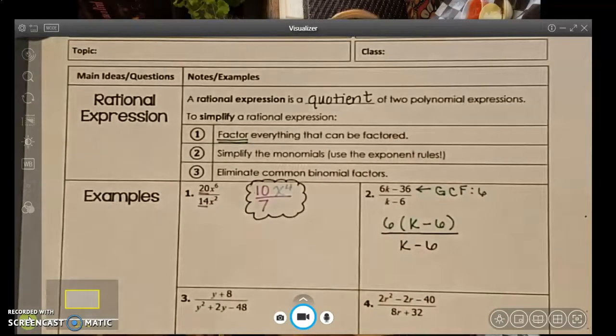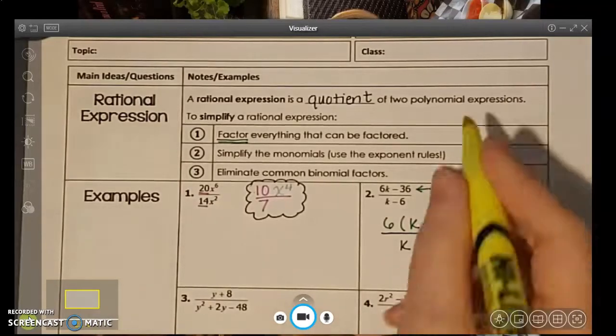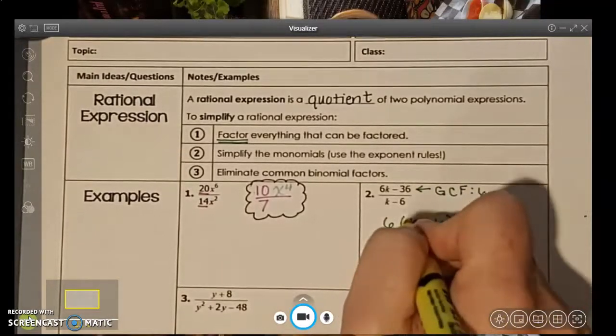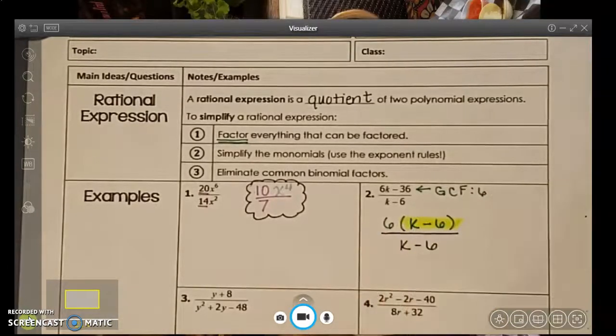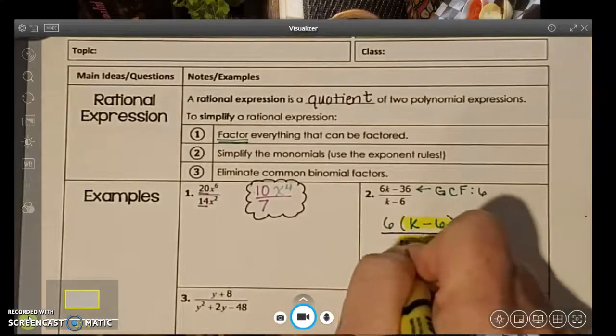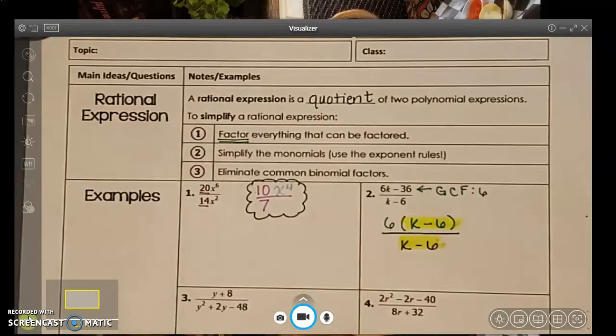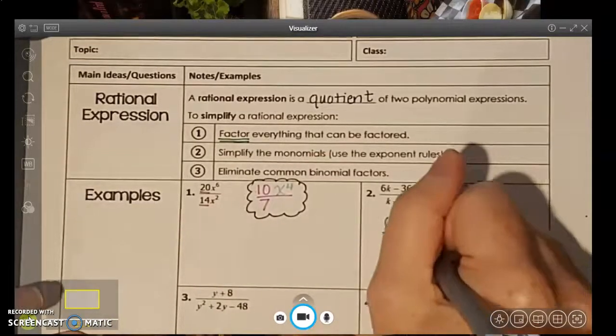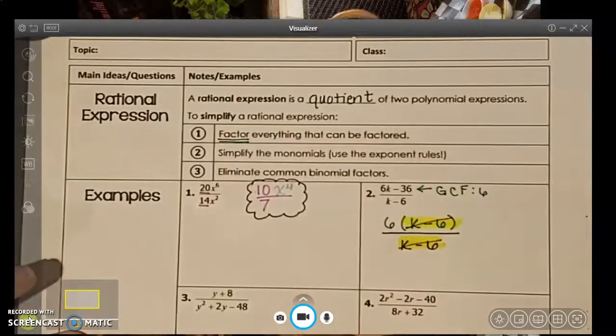Notice that we have a k minus 6 up top and a k minus 6 on the bottom. Now, very important here, anything held together with a plus or minus sign, you need to keep together. Don't try and break those things up. So this binomial factor of k minus 6 will reduce with this binomial factor k minus 6. They have to match the binomial itself. Since those match, they will become 1, and your answer is 6.